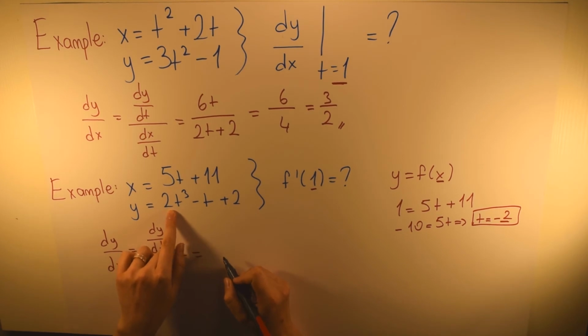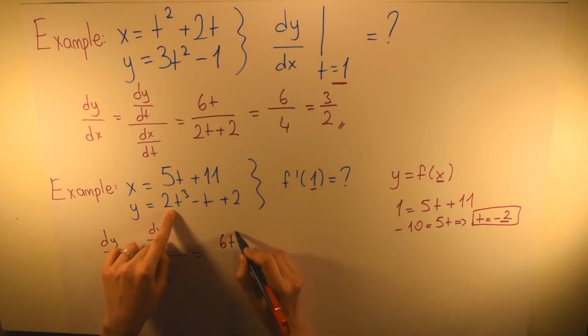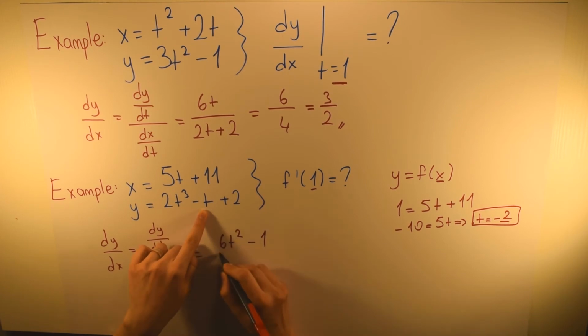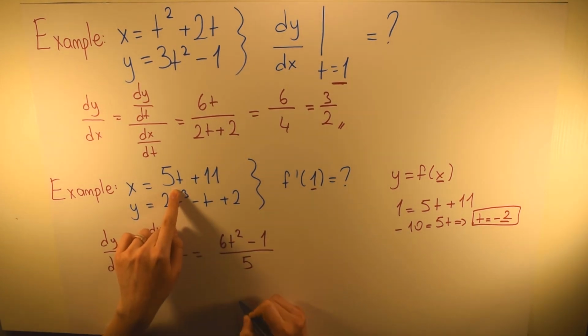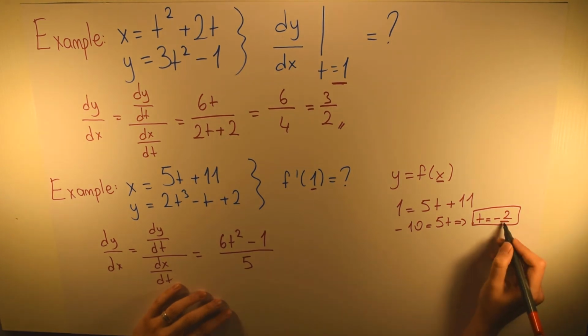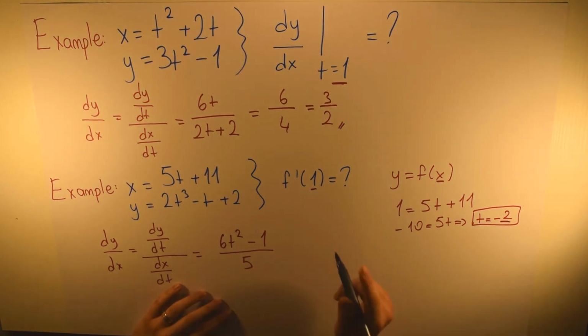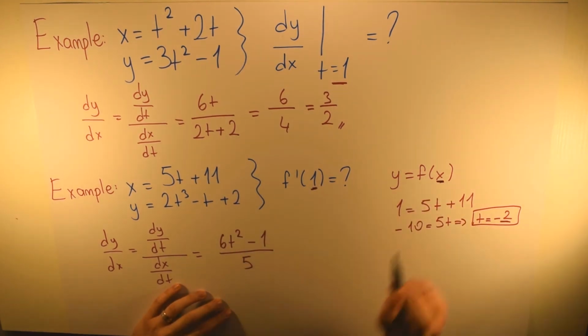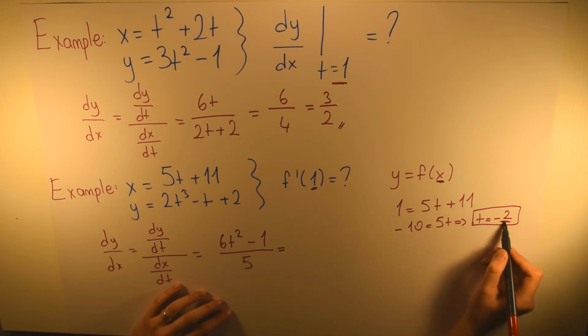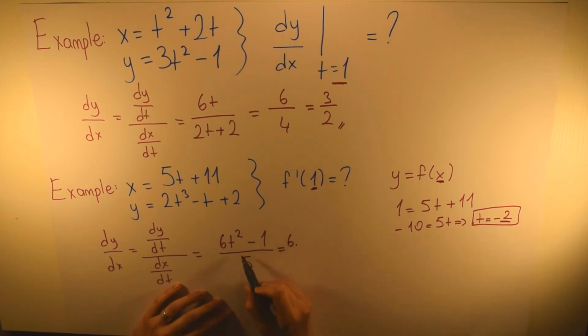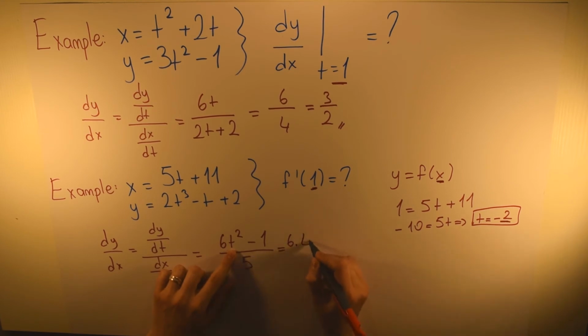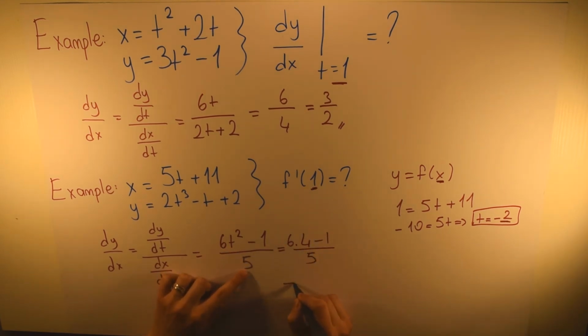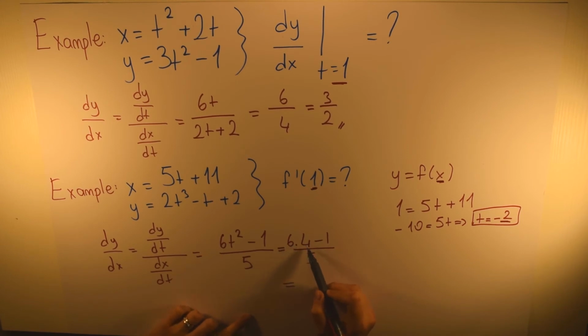Let's take the derivative of this one. It's 6t squared minus 1 over here we have 5, right? Now I will put this minus 2 instead of t. I will not put 1 instead of t, okay? So this 1 is actually our x value. Don't forget this. And now I can put this minus 2. So it will be 6 times minus 2 squared. It's 4 minus 1 over 5, which is equal to 6 times 4. It's 24 minus 1. It's 23 over 5.